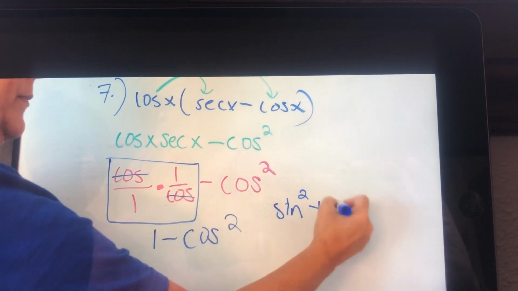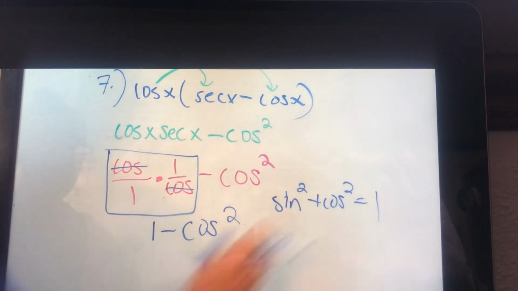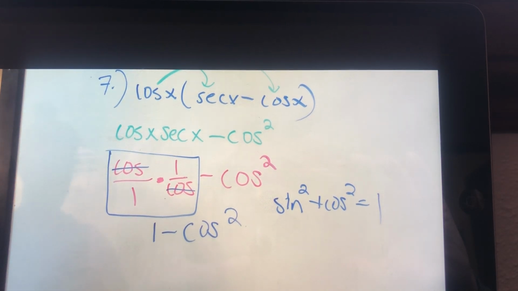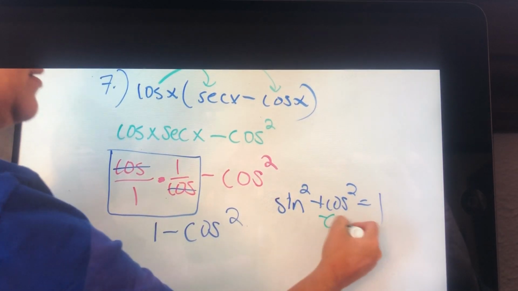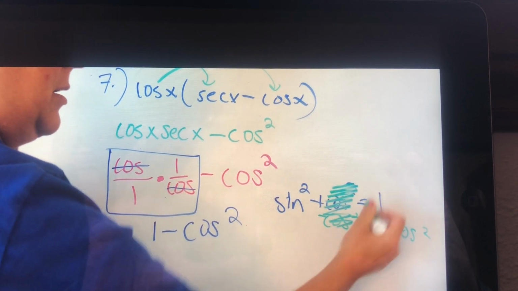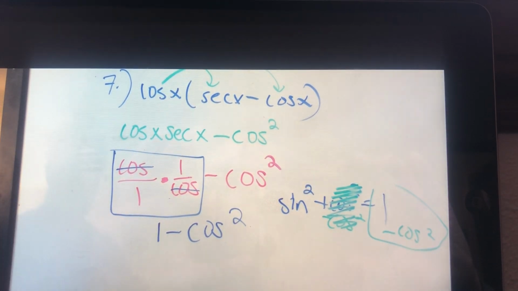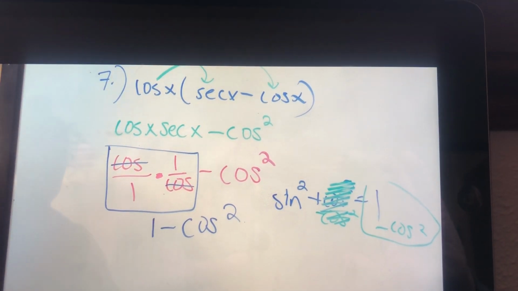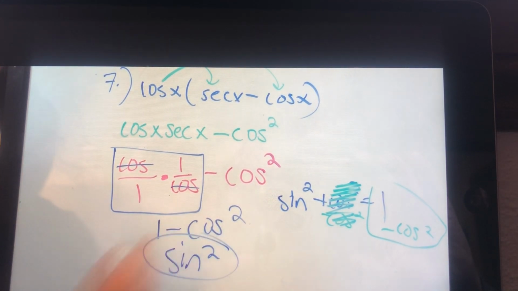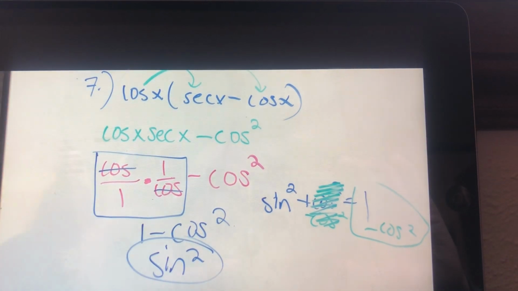Pythagorean identity. I've talked about this before. Okay? This comes from this. Okay? So if we wanted to get a 1 minus cosine, we would need to do this. So that's gone. 1 minus cosine is what we have here. And 1 minus cosine is equal to what? Ding, ding, ding. Sine squared. Okay, so number 7 should be sine squared.